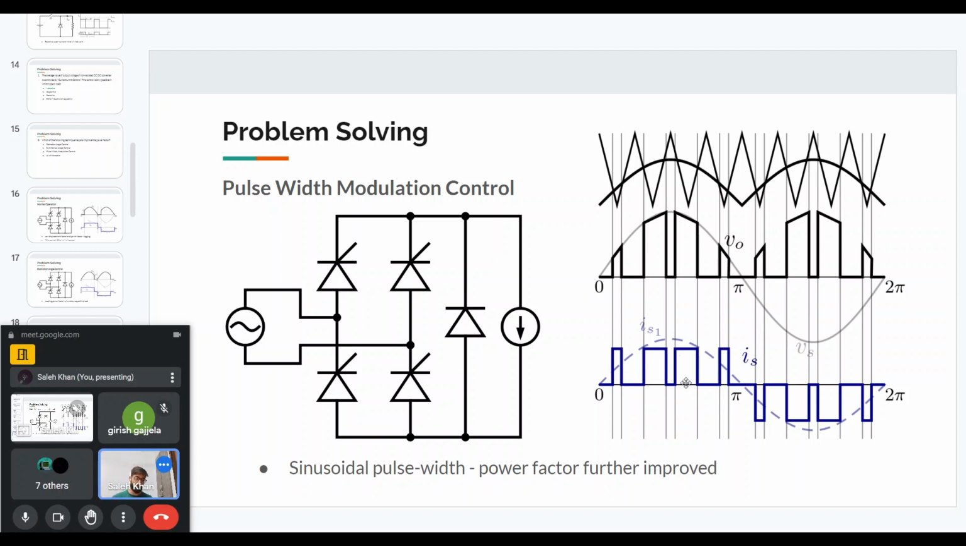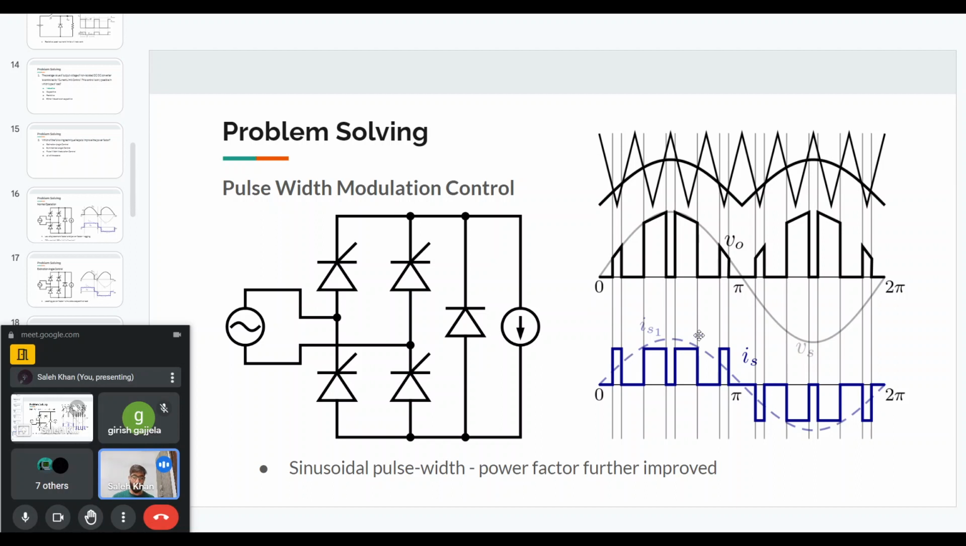So if you see here, if you take an average in one high frequency cycle, you will see the high frequency average will also be sinusoidal. For example, close to zero, the average from zero to this point is less. But later, near the pi by 2 angle, the average is also high. So that means this is a much closer approximation to the sinusoidal waveform.